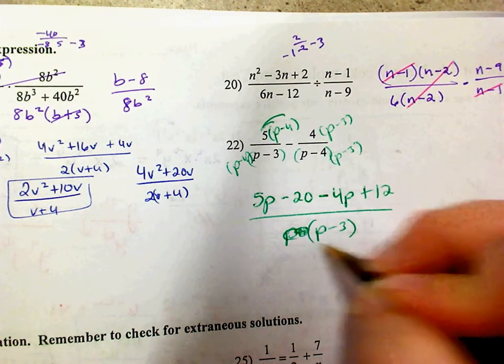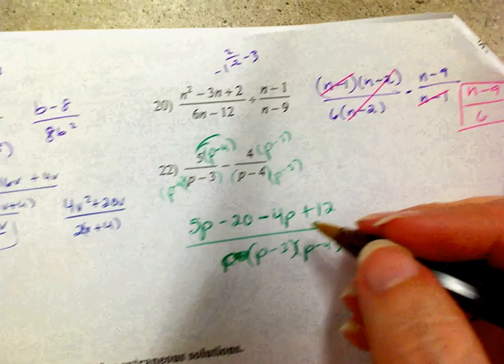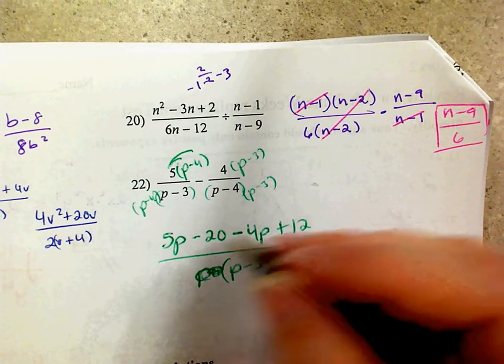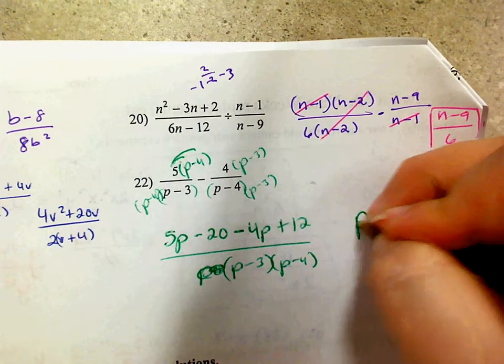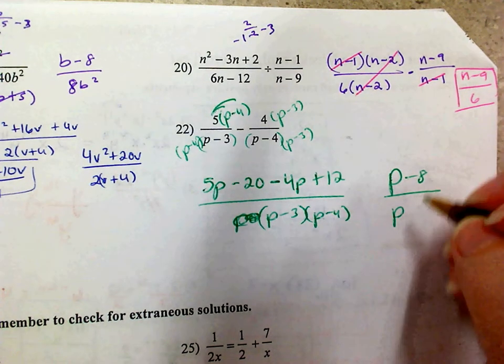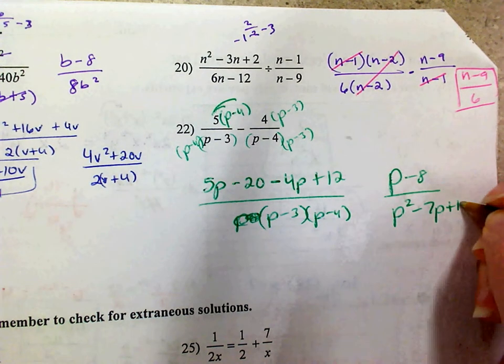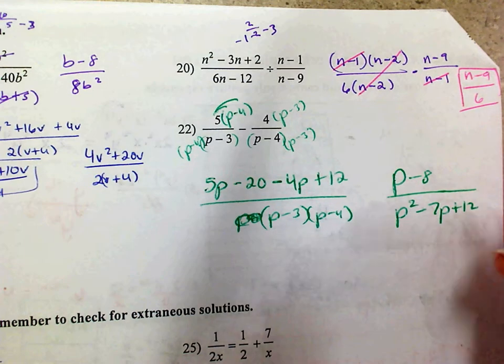Okay? Combine like terms in the numerator. I've got 5P minus 4P is 1P, and then negative 20 plus 12 is negative 8 over, you could FOIL it out, you don't have to, P squared minus 7P plus 12. If you do, there's the answer. If not, you can leave it as P minus 8 divided by those two.